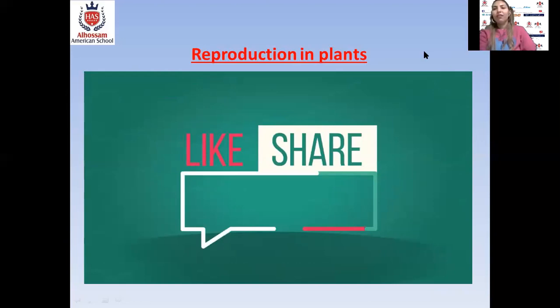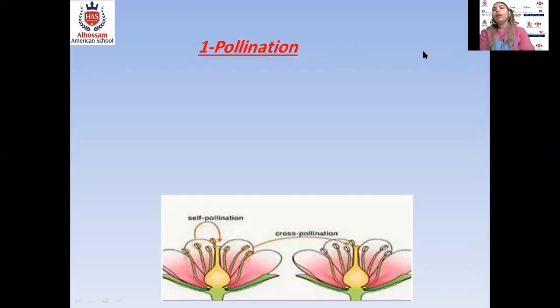So, back again. Reproduction in plants has two steps. Number one, pollination.